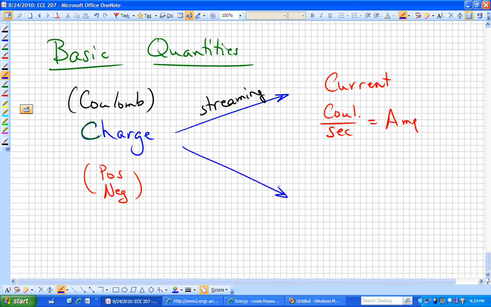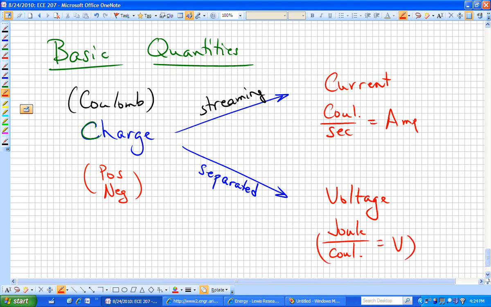If you have charge that's separated, then that is voltage. Which is how much energy does it take to separate charge? Joules per coulomb, or volts. And the product of those two, as we said before, is what's needed when you have your cell phone to make it work.